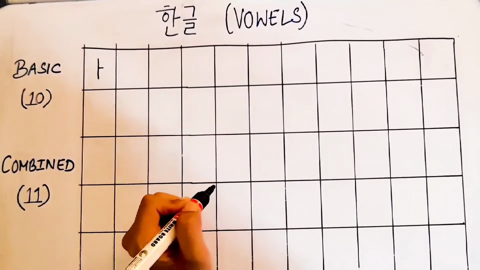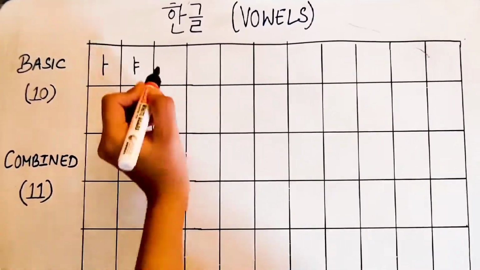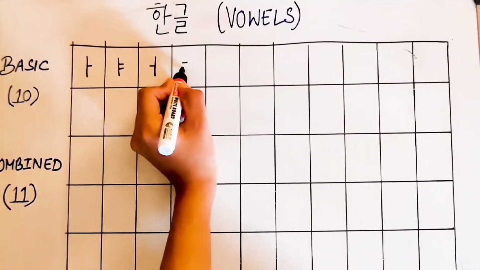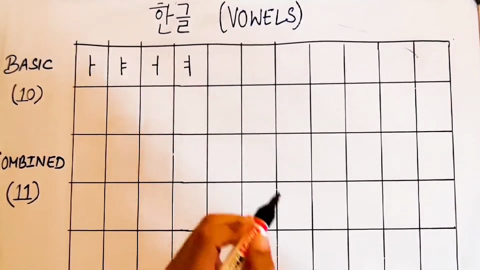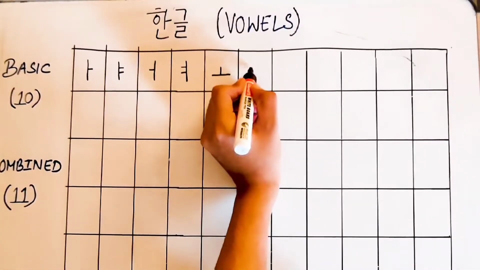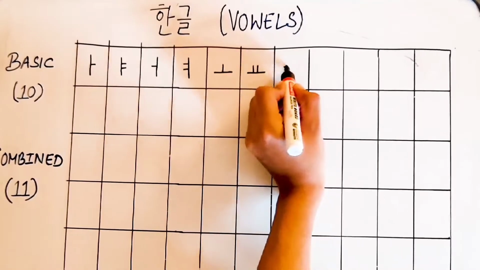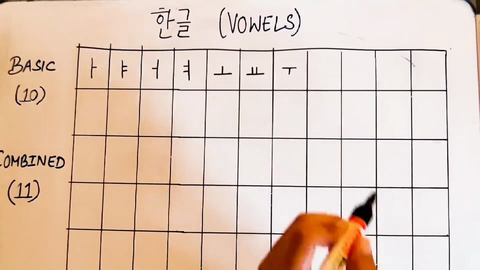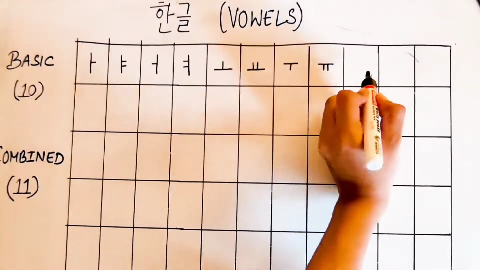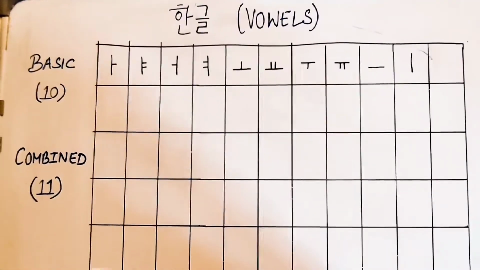A, Ya, O, Yo, O, Yo, U, U, E. Let's do them again.